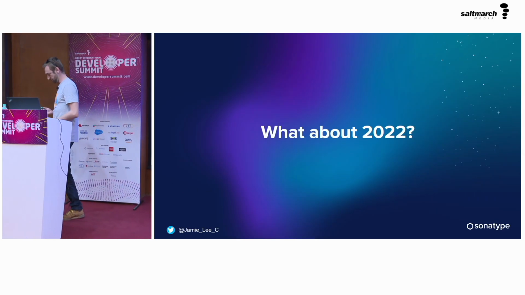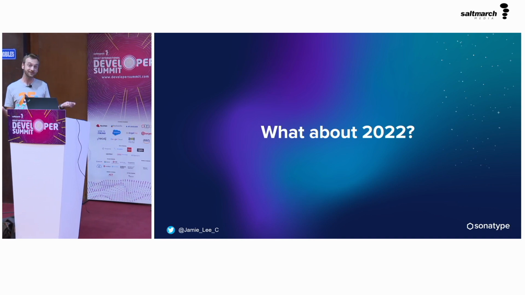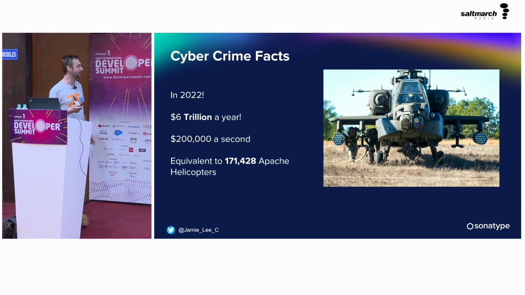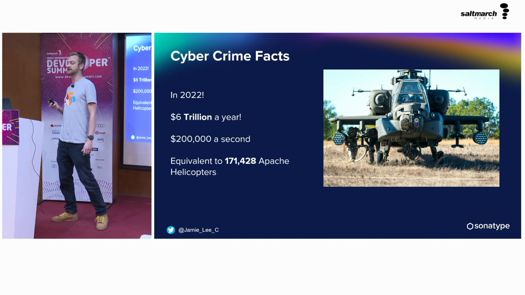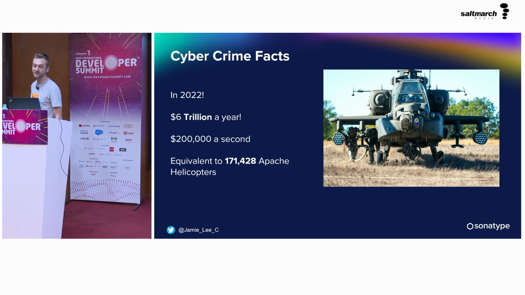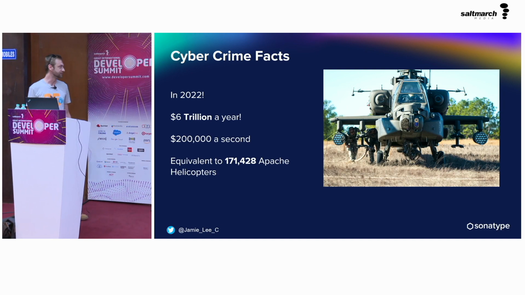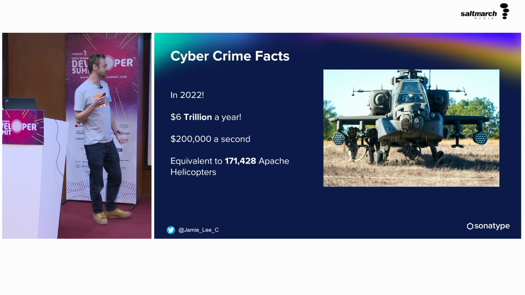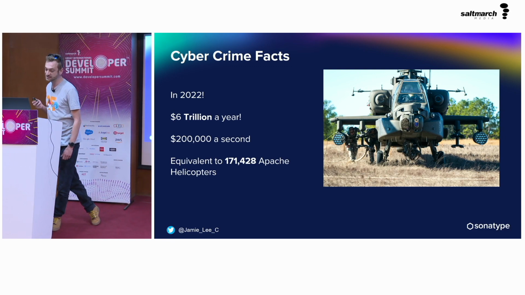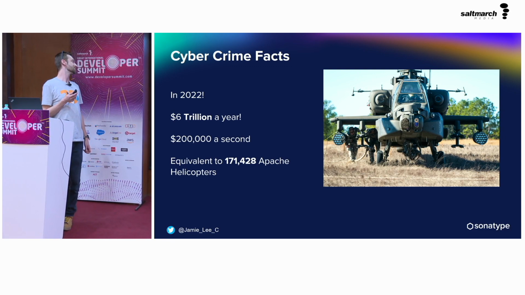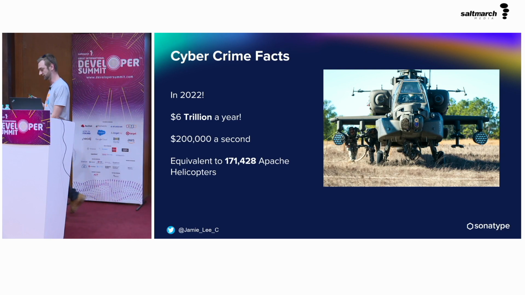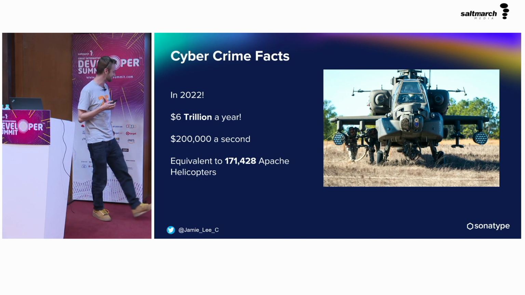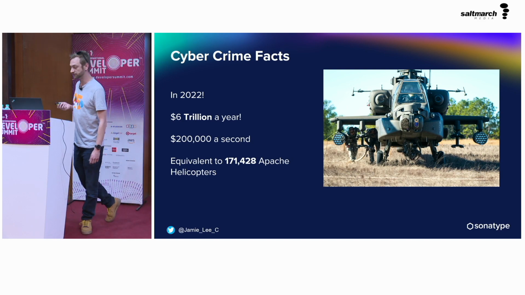Now, I've got data from 2022. Do we think that's got worse? Of course it's got worse. It's got a lot worse. If we look at 2022, cybercrime is now estimated, two years ago, to be $6 trillion US dollars, right? That is 200,000 US dollars a second, and that is equivalent to 171,428 Apache helicopters. I don't think there are actually that many helicopters in the world, let alone Apache helicopters. So it's a crazy, crazy amount.